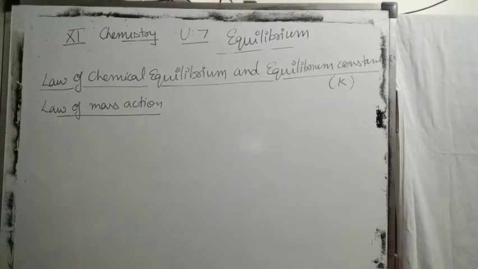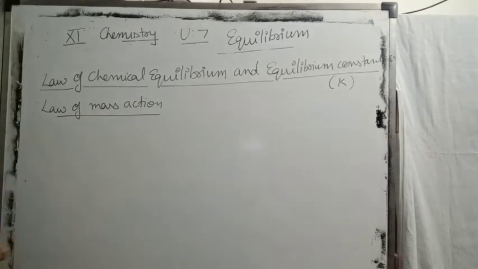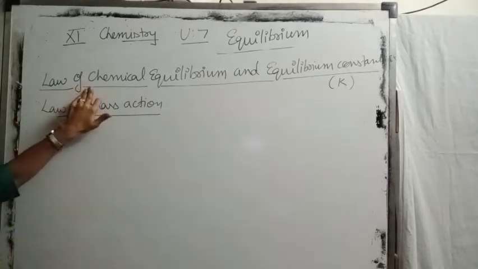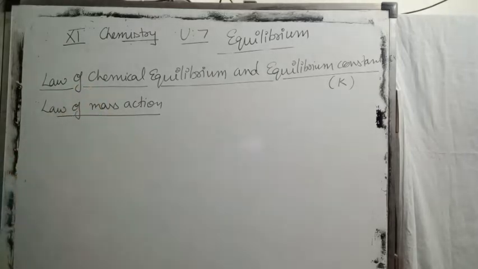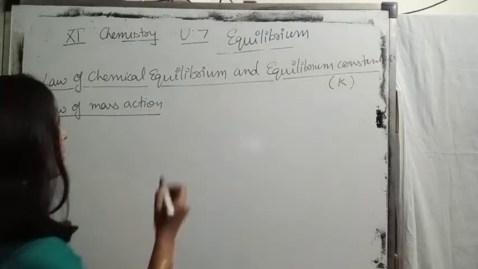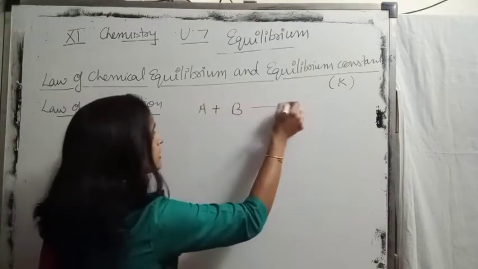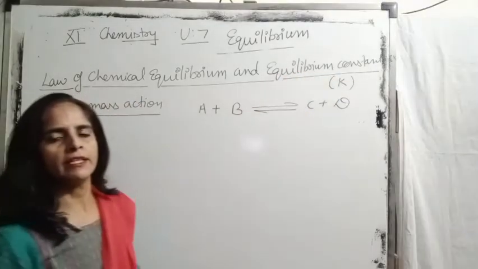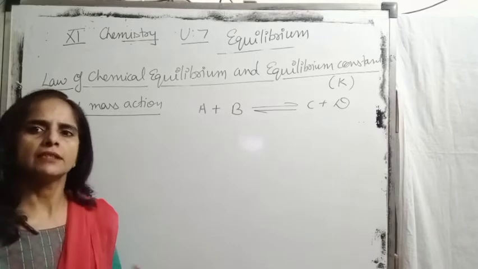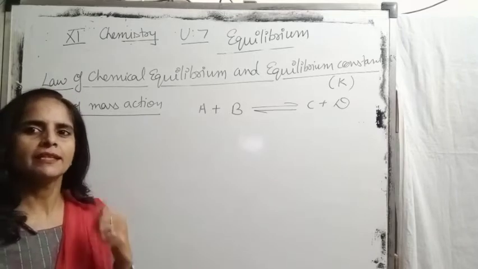Yes, the next topic is law of chemical equilibrium and equilibrium constant. Before discussing the law of chemical equilibrium, we will talk about law of mass action. To understand this law, let us take a general reversible reaction. Because for equilibrium, in an irreversible reaction we cannot explain anything; the first condition for equilibrium is that the reaction should be reversible.